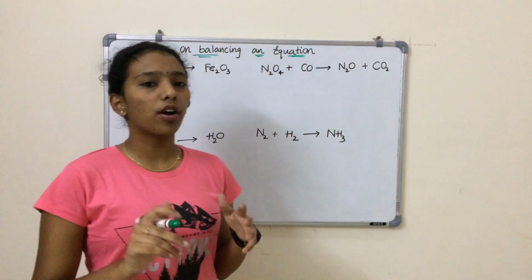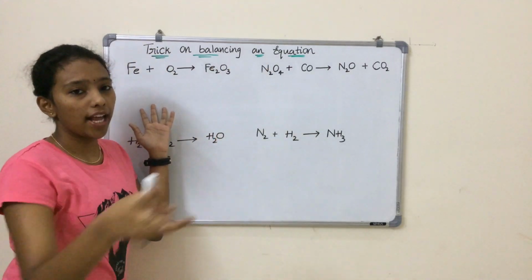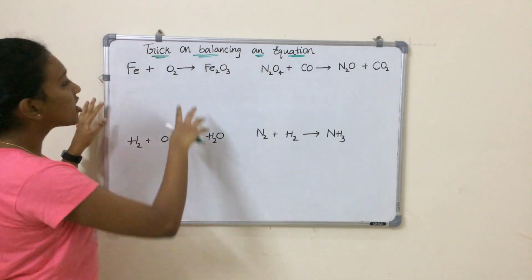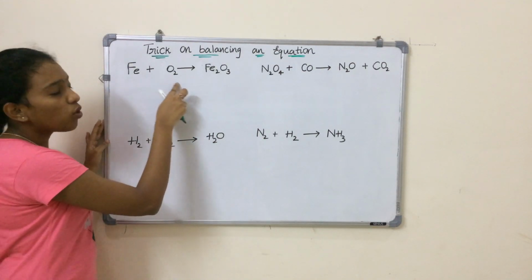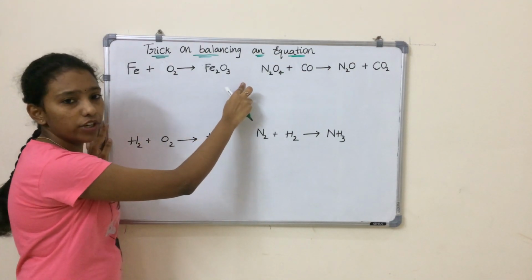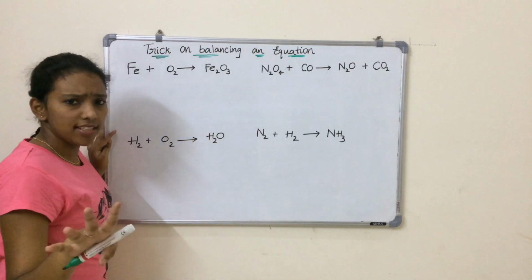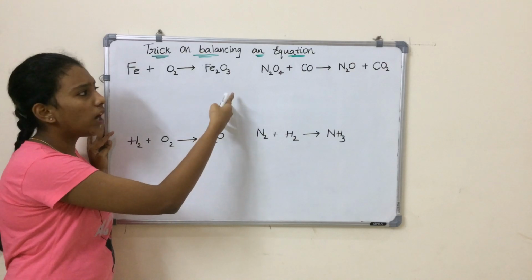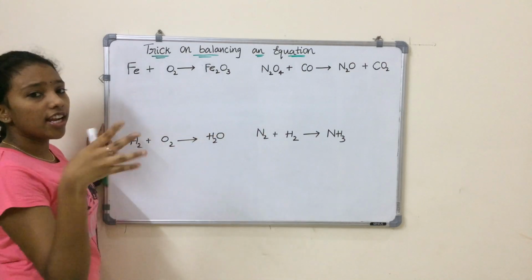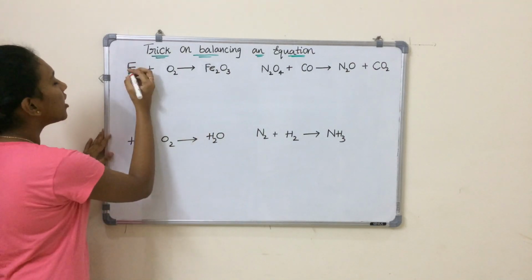In this section, we are going to learn about the trick on balancing an equation. Okay, let's move on into the trick without any delay. Here, Fe plus O2 gives you Fe2O3. This equation is not a balanced one. So, in order to make this equation a balanced one, here I am using this trick. Let's move on into this trick without any delay.